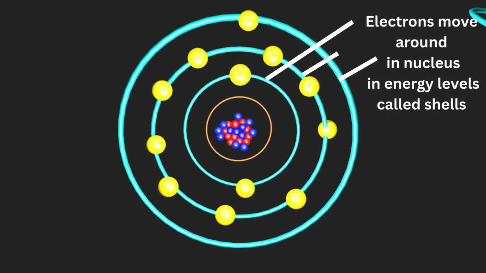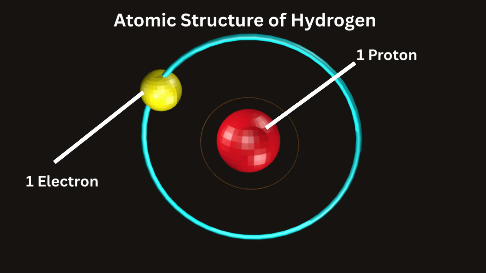Electrons move around the nucleus in energy levels called shells. The first shell can hold up to 2 electrons, the second shell can hold up to 8 electrons, the third shell can also hold electrons depending on the atom. Electrons fill the inner shells first before moving outward.